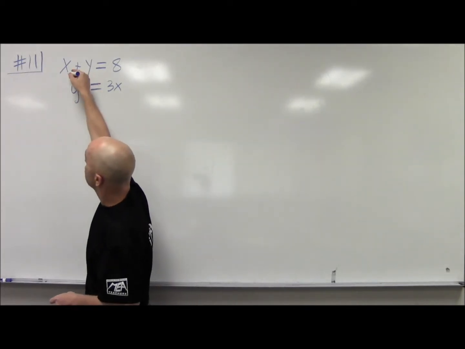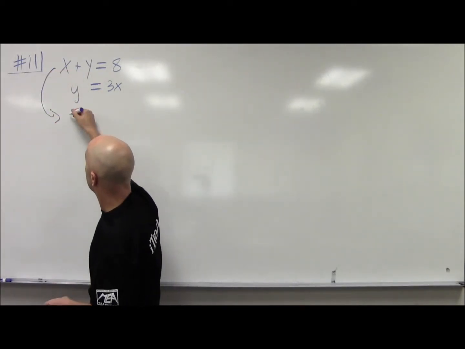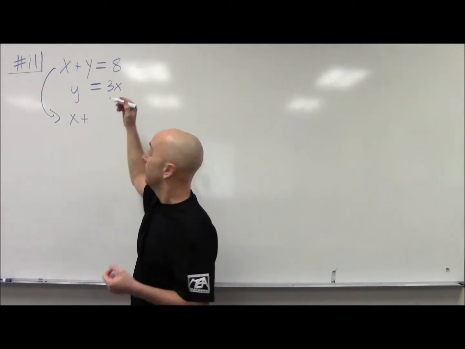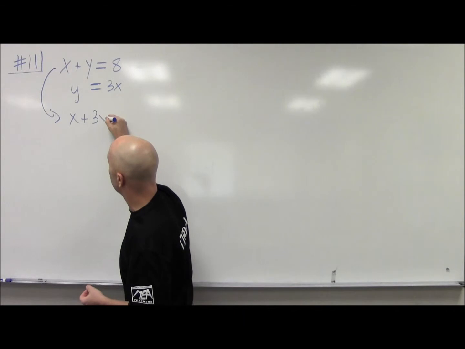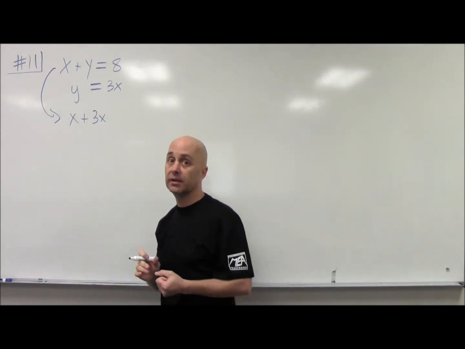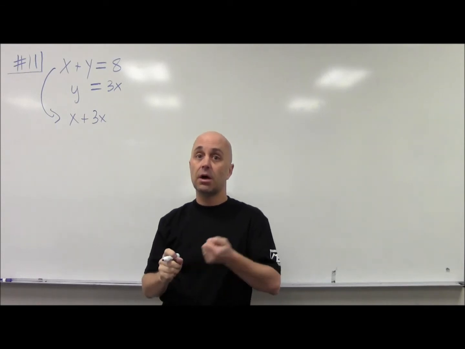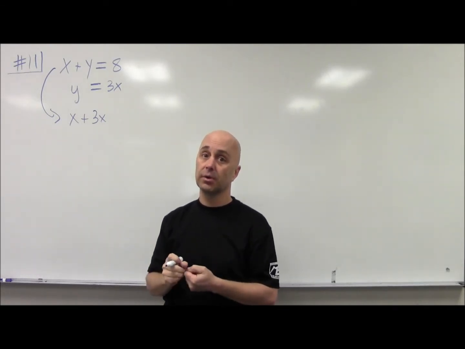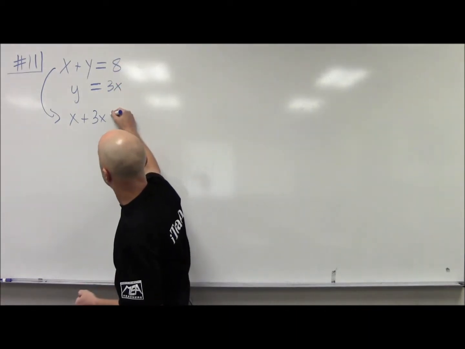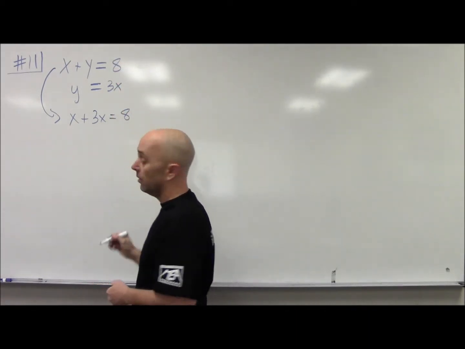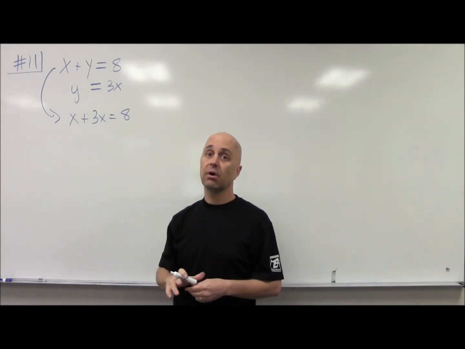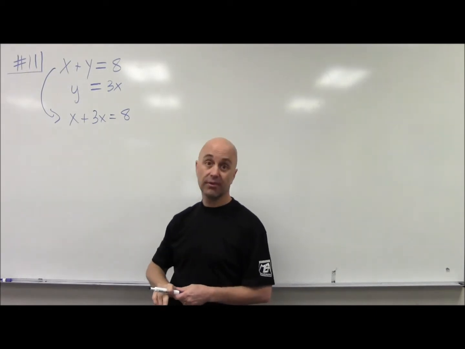I would rewrite this equation as x plus y, but instead of y, I'm going to use y's value because these two are equal. So I can substitute them without changing it. Just like I could turn a $10 bill into 2 $5 bills and they'd have the same value. So that equals, in my equation on top, 8. What I've done is I've eliminated one of the variables, so now I can solve for the other variable. In this case, I'm going to solve for x.